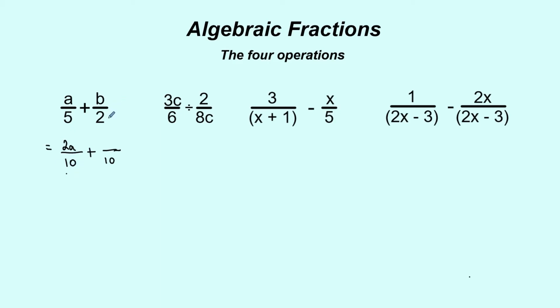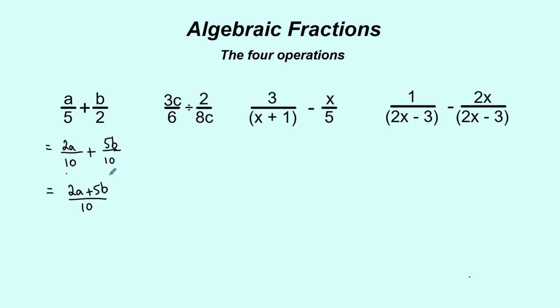The second fraction has gone from a 2 on the bottom to a 10. So it's multiplied by 5. We're going to do the same to the top. b times 5 is 5b. And we now have a common denominator, so we can add these two together. When we're doing that, all we're doing is putting the top line together because they're different terms. So 2a plus 5b all over our common denominator 10.